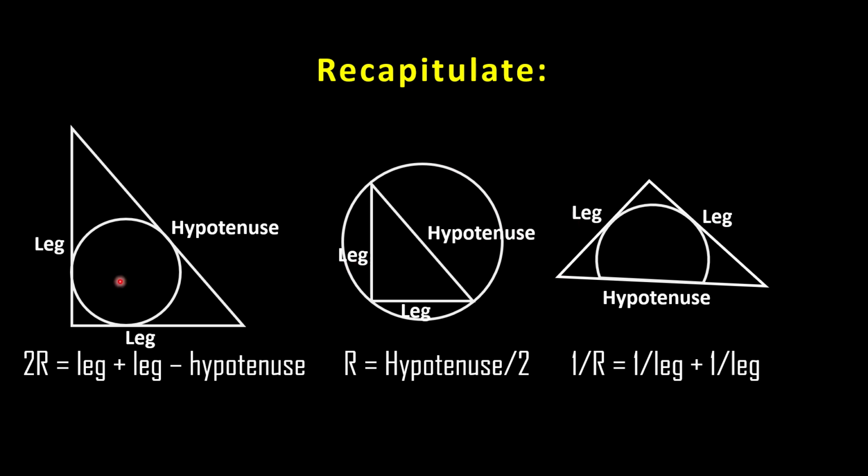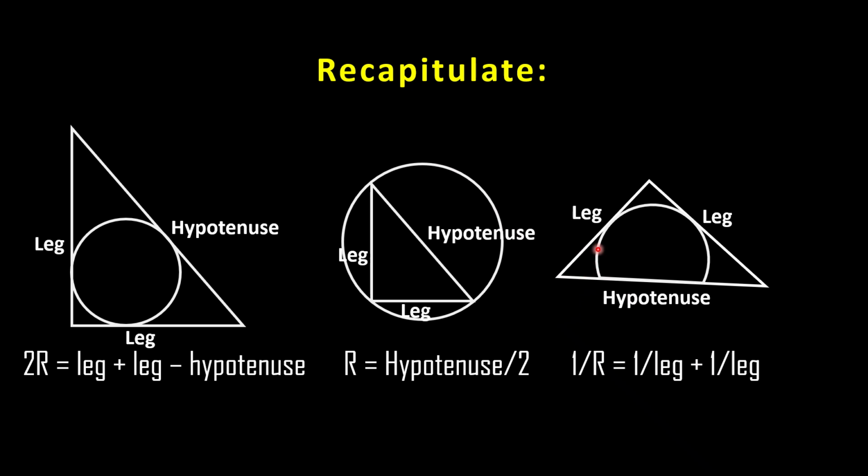So in the first case, we call it the incircle, that is, the circle inside. The inradius is leg 1 plus leg 2 minus hypotenuse, whole by 2. In the second case, the radius is equal to hypotenuse by 2, because the hypotenuse is the diameter. The circle is outside, the circumcircle, and we are getting the circumradius.